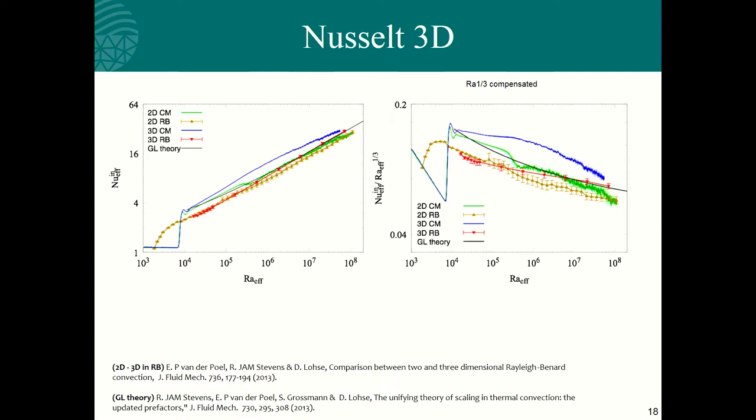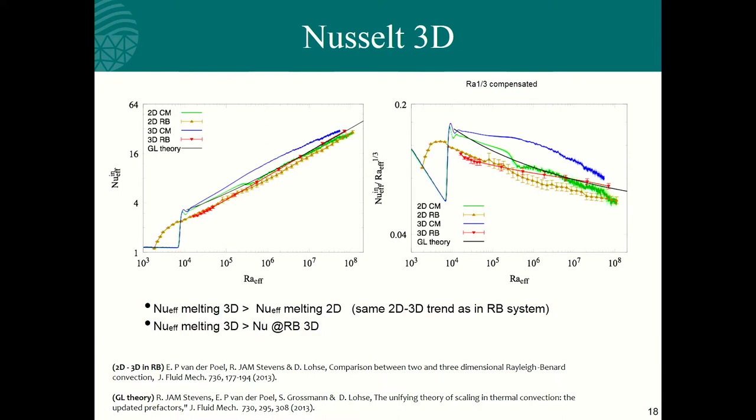For the sake of comparison with experiments, we chose Grossmann-Lohse theory, and we plotted it on top of our plots. And you can see that for the Rayleigh-Benard system it is comparable, in good agreement. And the message is that the Nusselt number for melting in 3D is higher than in 2D, and higher than for Rayleigh-Benard in 3D.